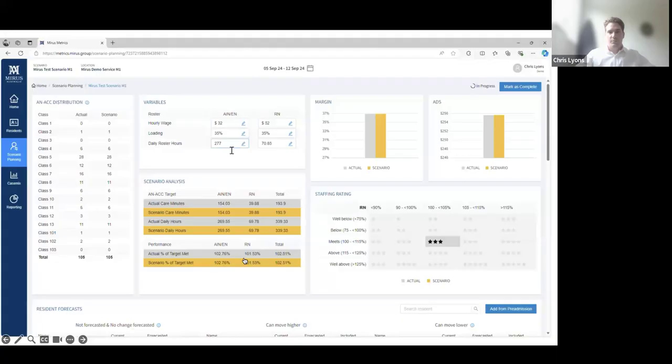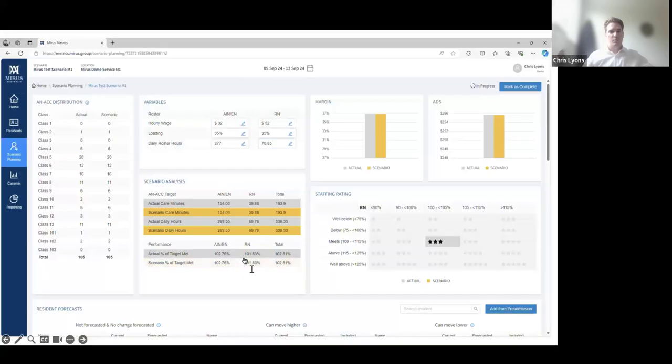So once we're in the scenario planner, it's again, what do we do now, Chris? And then they were asking, we can see where our current workforce stands relative to our current resident needs. So we can see that we're currently delivering 102.5% of total time and 101.53% of our RN time.